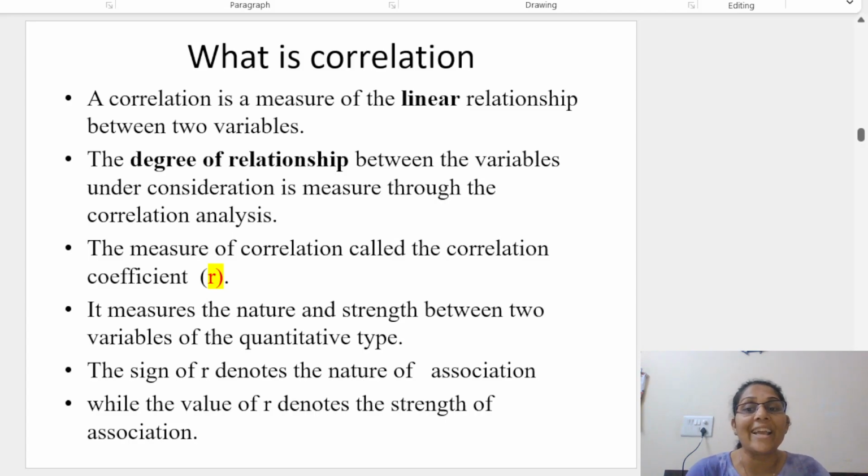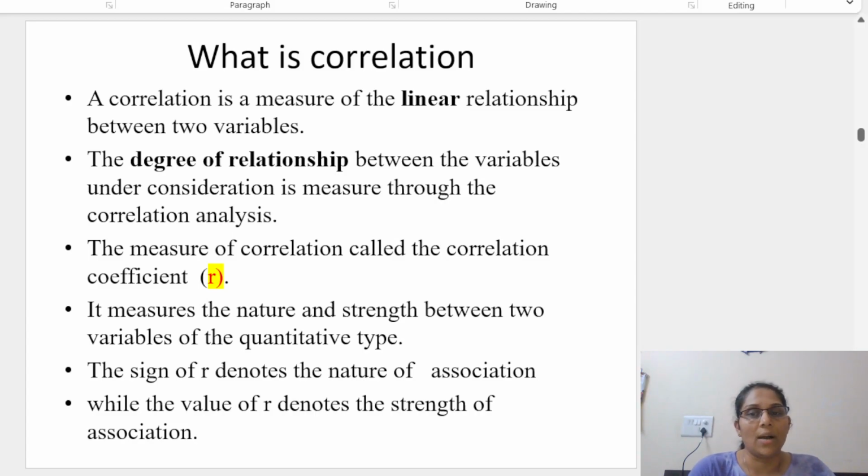For example, price and demand. As we know, if price increases, demand for that particular product will decrease, because many people cannot afford those items due to the increase in price, and that is why they will switch to another product. So if price increases, then demand decreases. If the value of one variable increases and the value of the other variable decreases, then we call it a negative correlation between the two variables.